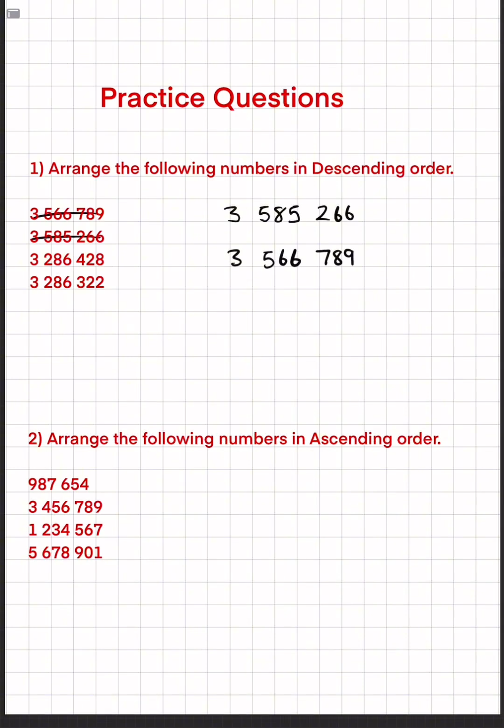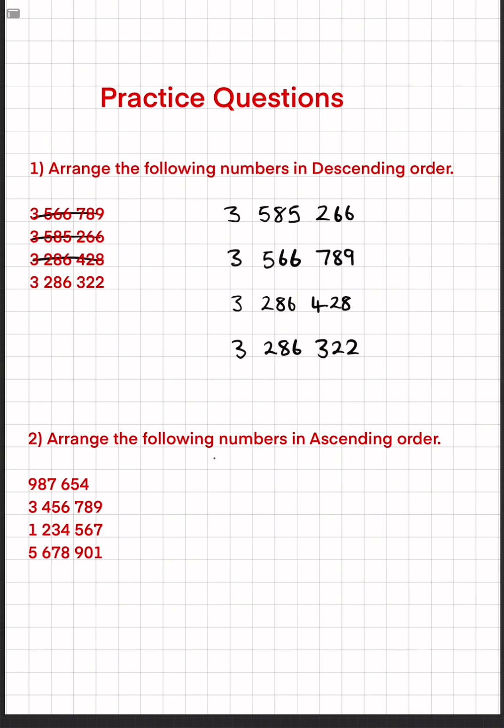We have two numbers remaining. Both these numbers have the same millions, the same hundred thousands digit, the same 10,000s, the same thousands. So we can look at the next digit, which is the hundreds. We've got 400 and 300. 400 is greater than 300. So the next largest number is 3,286,428, leaving us with the smallest number, which is 3,286,322.